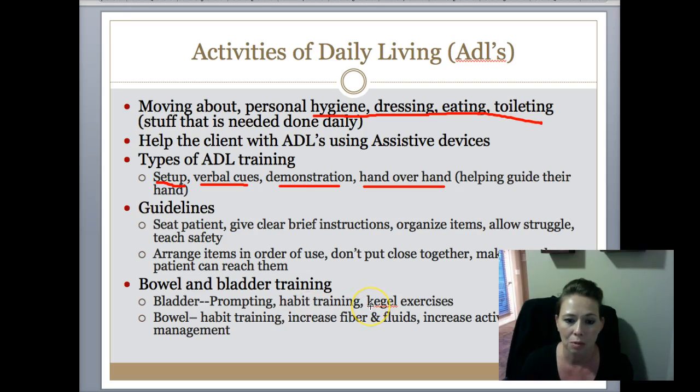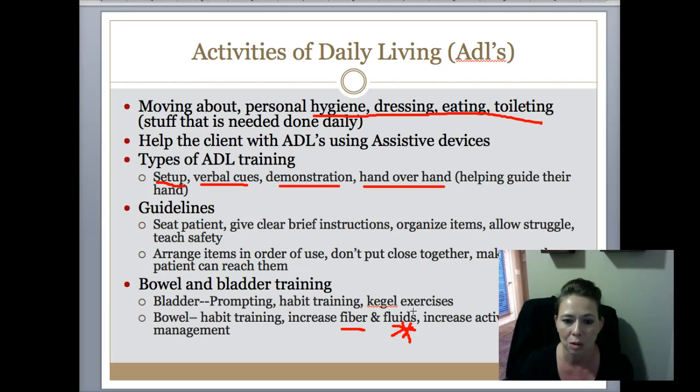Another way is to do the Kegel exercises, or teach them how to do that. That should strengthen up those muscles so they don't remain incontinent. If you're doing bowel retraining, then again, we're going to use habit training. Increase their fiber and fluids. Usually the dietary takes care of the fiber part. However, fluids, super important. I'm going to draw a little star over there.